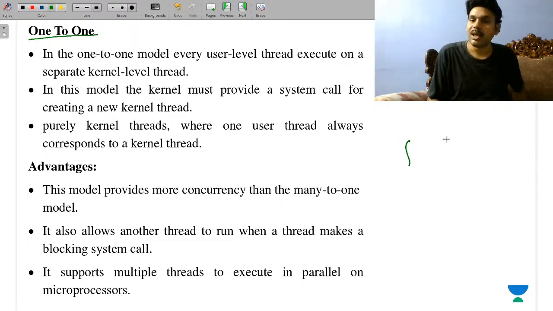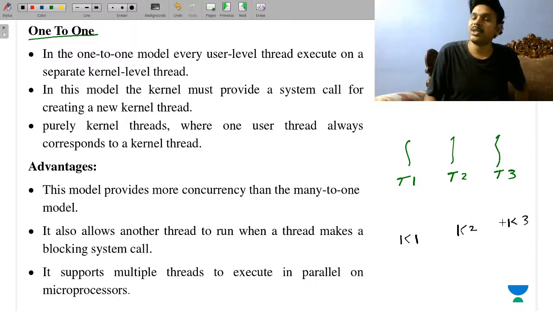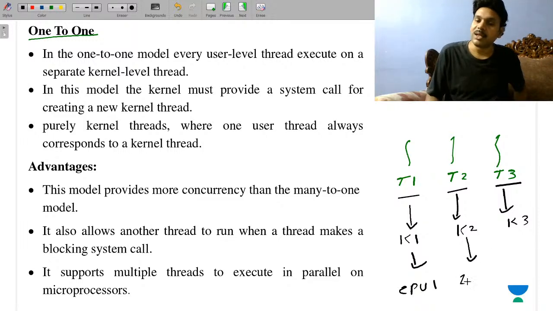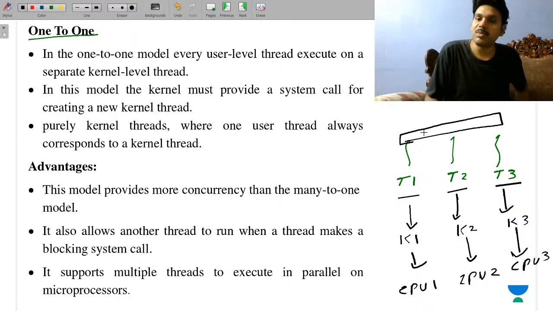Now you see, earlier I showed that I have three threads, thread 1, thread 2 and thread 3. Now I am able to run three threads, in the sense I am able to have three kernel threads: kernel thread 1, kernel 2 and kernel 3. You can have many kernels, but minimum you require three kernels because you are sending three threads. So this will be given to this, this to this, and this to this. Further, this thread will communicate with one CPU, this thread with another CPU, and this thread with another CPU. So three user level threads are communicating on three different kernel level threads. This is the concept of 1:1.